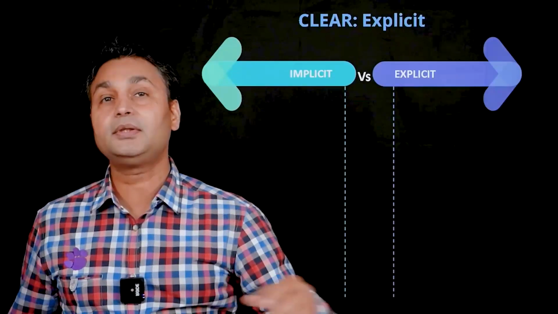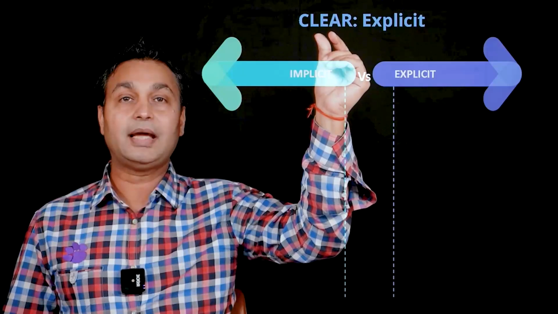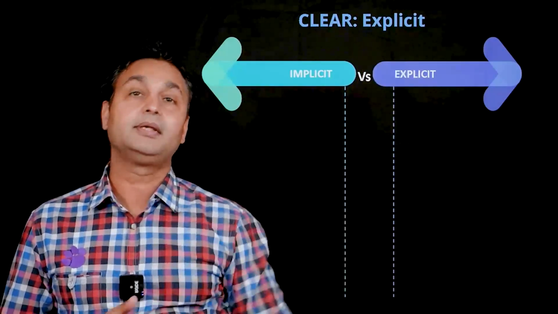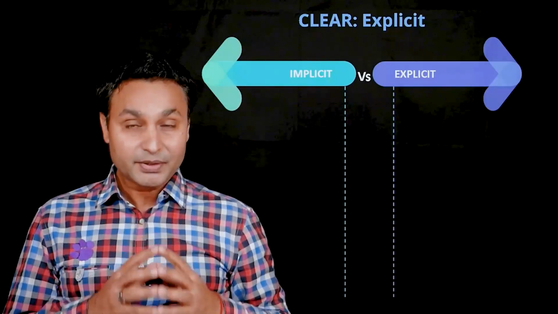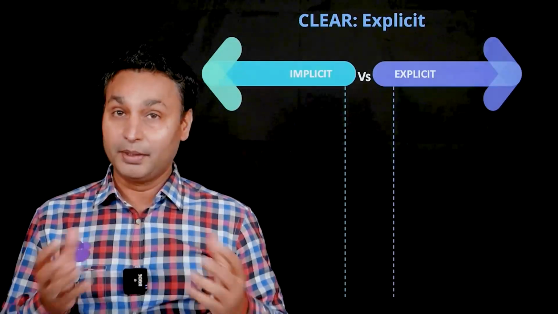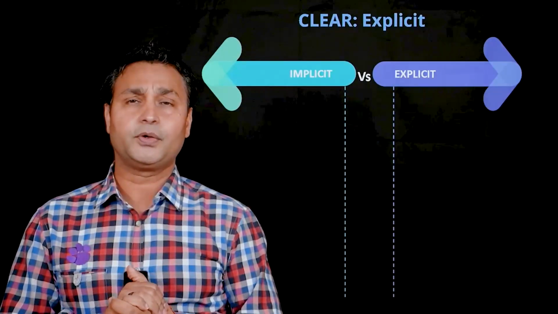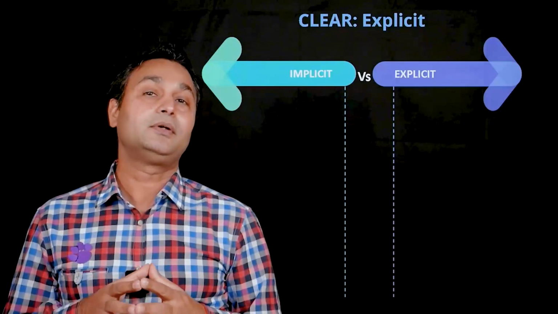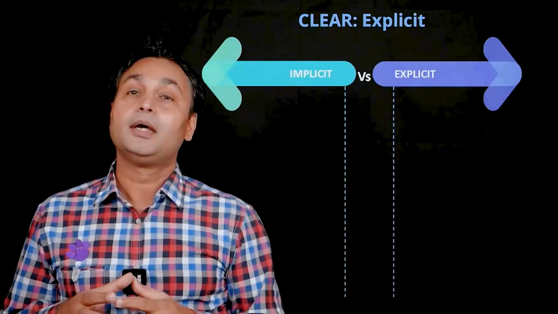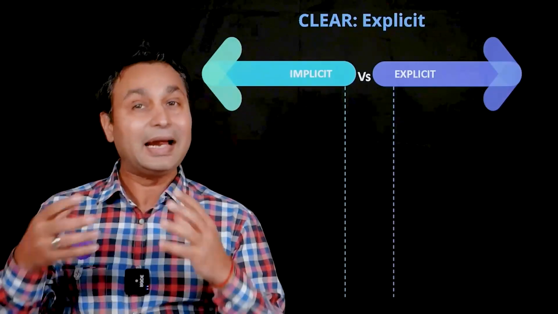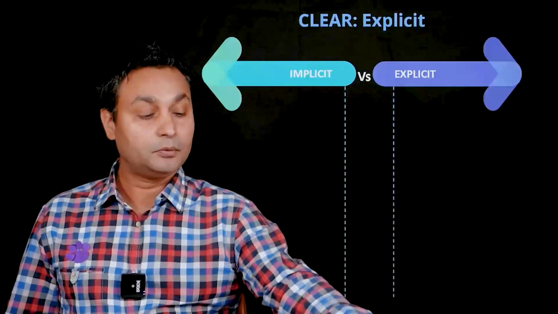Let's move on to the third letter of the CLEAR framework, which is the letter E, and that stands for explicit. When you provide prompts which are more explicit rather than implicit, it's always going to be better in terms of the output you get from ChatGPT. And this in general is true: rather than stating something implicitly, if you are more explicit about it, people can understand it better, and that idea is also reflected in prompt engineering.